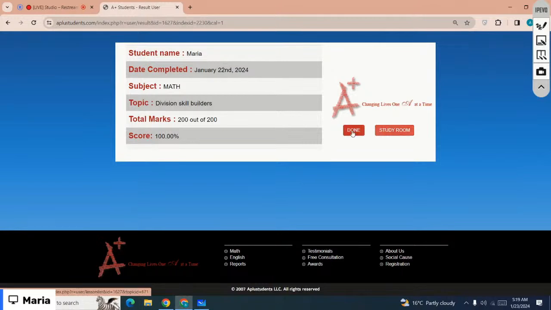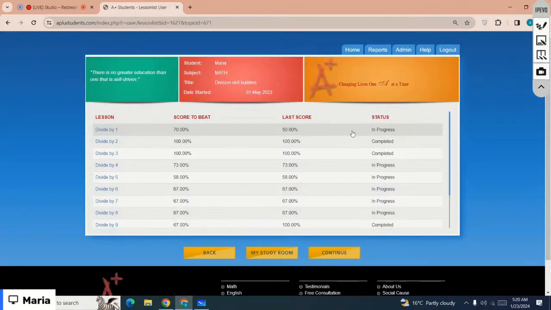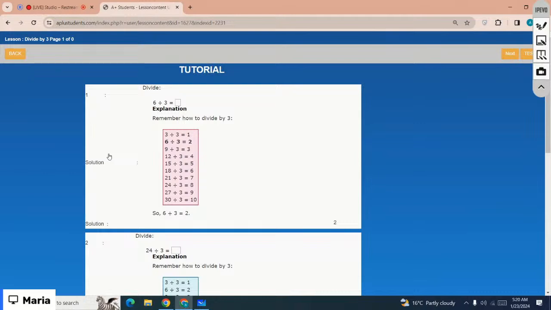Okay, the next lesson is divide by 3. We have done with division by 2. Now we're going to learn how to divide by 3. So basically the concept of division is the same, right? Division is opposite to multiplication. So you need to work on tables if you want to be good with division, right?